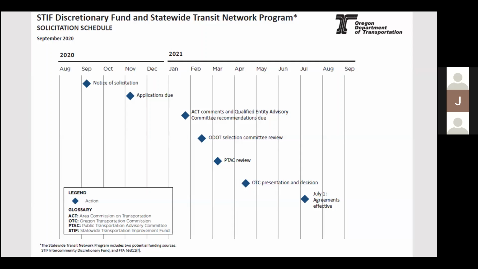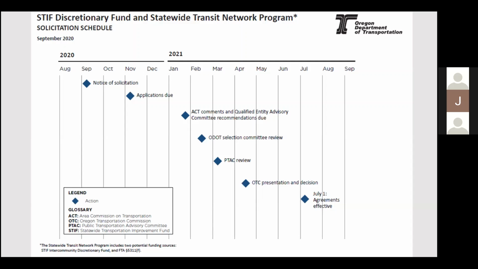Here you'll see a solicitation schedule for this application. The notice of solicitation did go out on September 4th, with applications being due on November 2nd of this year. After we receive the applications in early November, they will go through eligibility review, both for project and for applicant eligibility. And then in December, the applications will be shared with the ACTs and the QEs for those that are appropriate to the application. So depending on the ACT or the QE's area of responsibility, they'll receive applications relevant to those and have the opportunity to provide feedback and or a funding recommendation on those applications.